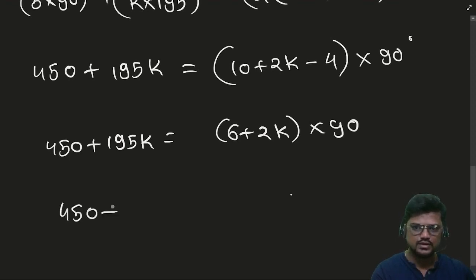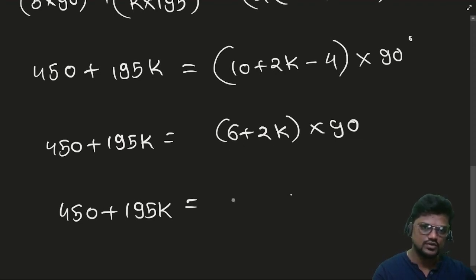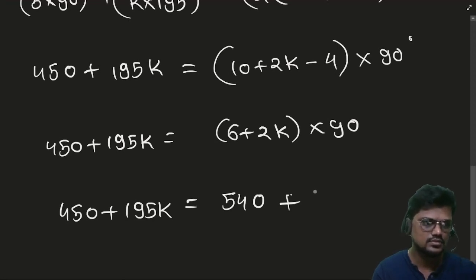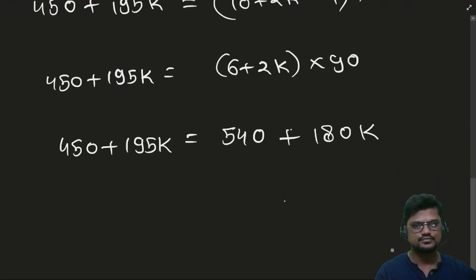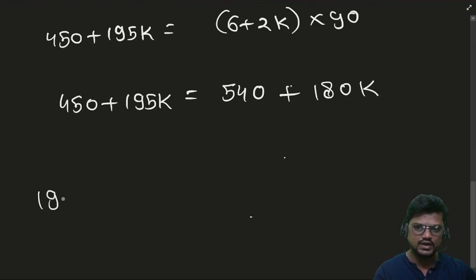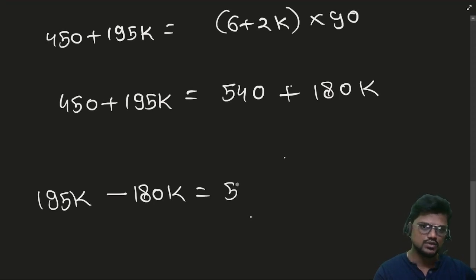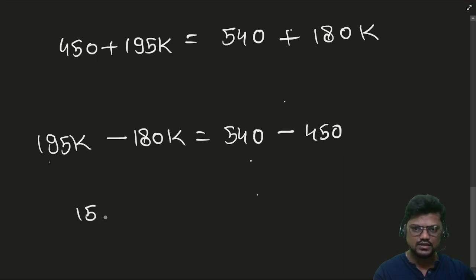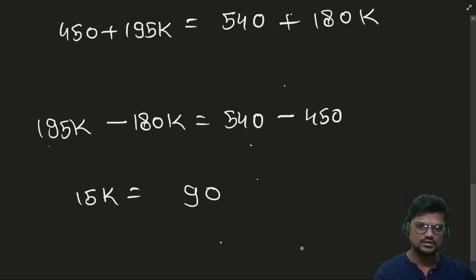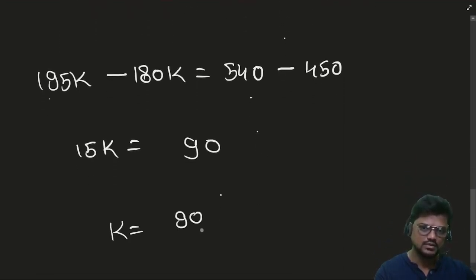So 450 plus 195k is equal to 6 nines are 54, 540, and 2 nines are 18, so 180k. The 195k is as it is, and if 180k comes to this side, it will be minus. So 15k is equal to 540 minus 450, which is 90. So k equals 90 divided by 15, which is 6.